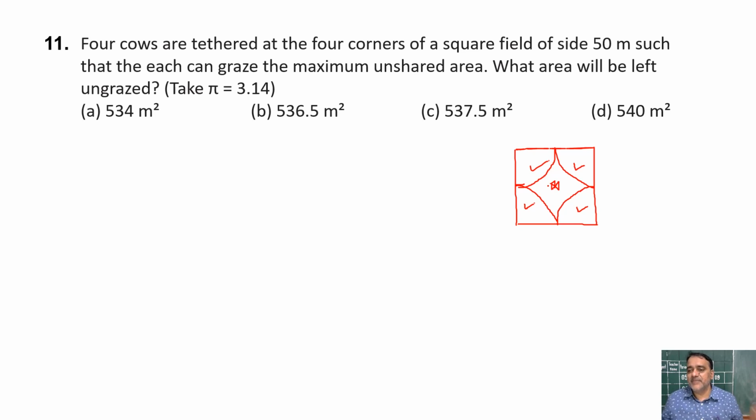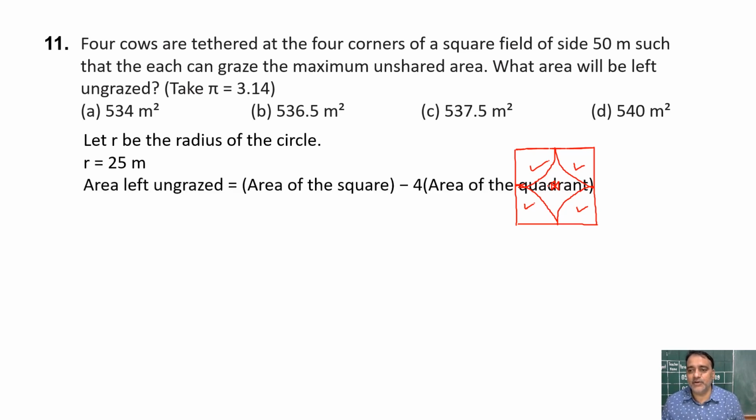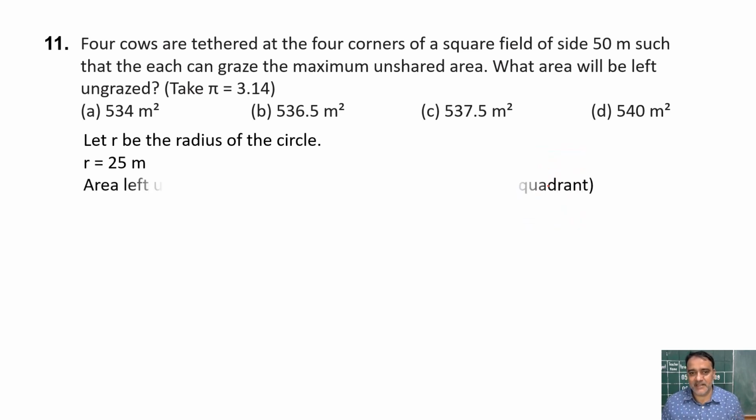So very simple, area of square minus area of 4 quadrants, right? Now the side of square is given 50 meter, so उसका हाफ रेडियस हो जाएगा, that is 25 meter. And area of ungrazed part will be area of square minus 4 into area of quadrant. फिगर समझ में आ गया सबको? Yes, sir. ठीक है, मैं निकाल दे रहा हूँ.